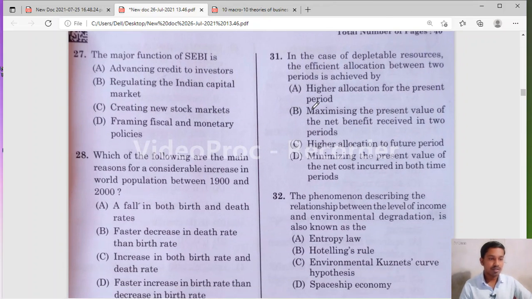Question number 27. The major function of SEBI, Stock Exchange Board of India. Option A, advancing credit to investors, regulating the Indian capital market, creating new stock markets, framing fiscal and monetary policies. Yes, here the right answer is the major function of SEBI is regulating the Indian capital market.